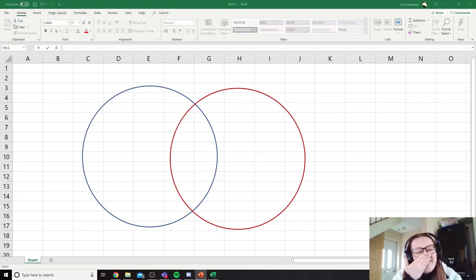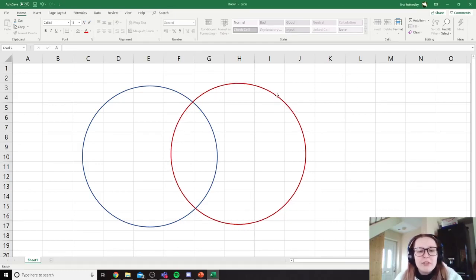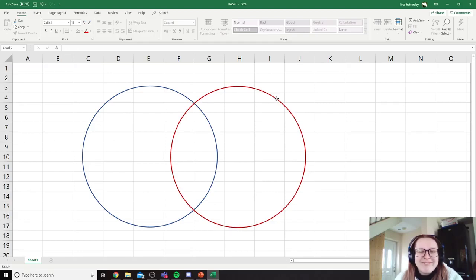Okay. So I do like Excel. Excel is my best friend. It helped me a lot during university. And it's just easier for me, because I don't like Paint.